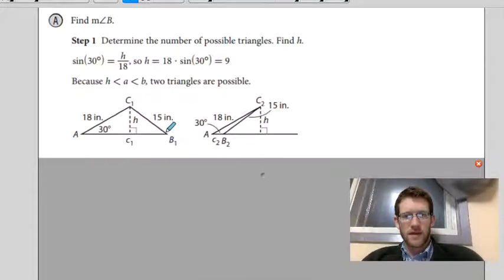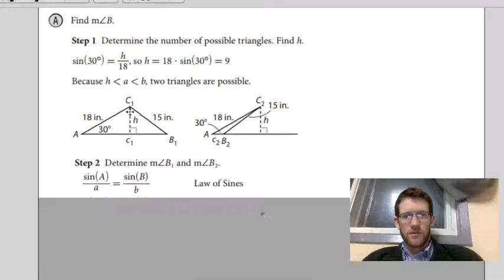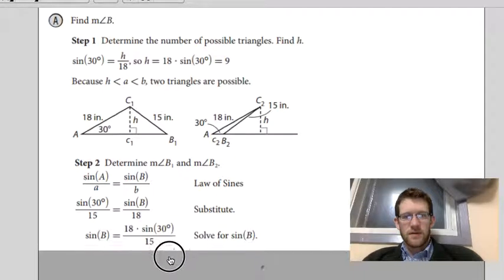So the first step is to calculate what angle B is. So we need to calculate this angle. There's a couple of ways to do it. The way the book sets it up is they use the law of sines. They say that sine of angle A, which is known, over this known side is equal to the sine of angle B over this known side. So that gives us this formula. It says that the sine of angle B equals this thing.